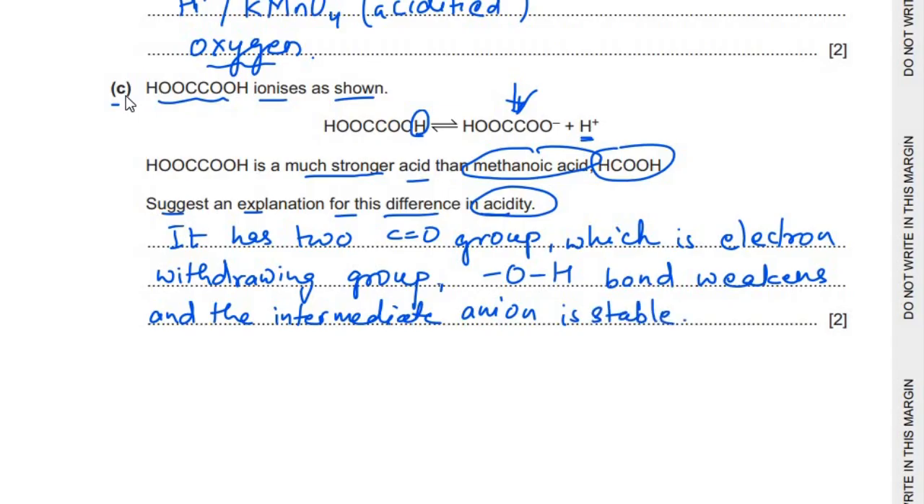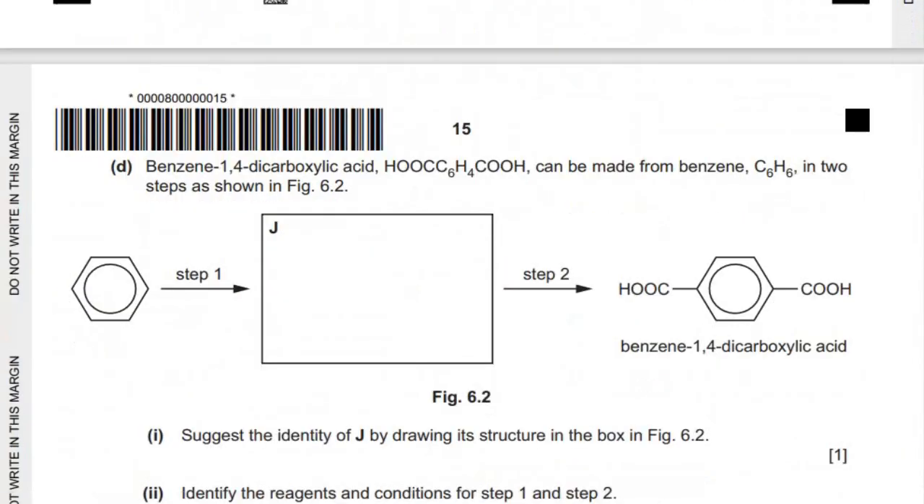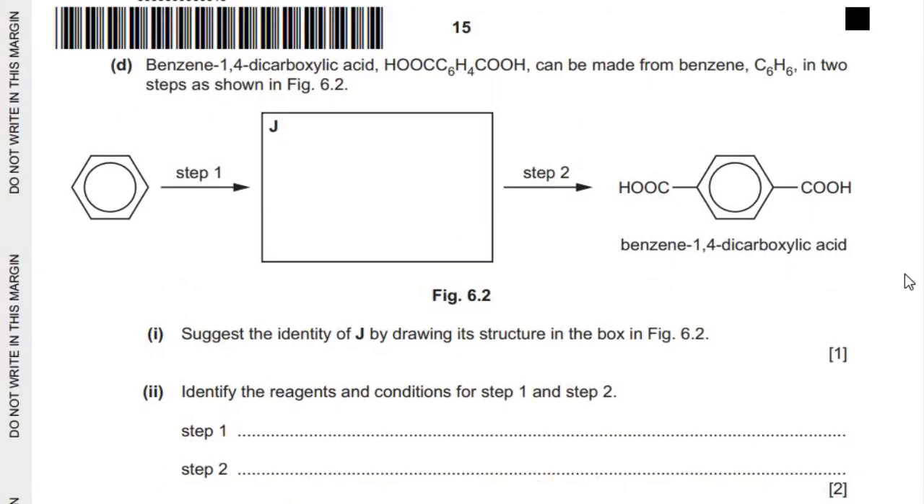So for any organic acid to be more acidic, the OH bond should be weakened and the intermediate anion should be stable. So these are the 2 points you should be explaining any carboxylic acid in these terms. So let's go ahead with the next part here. Okay, here we have D question, where benzene 1,4 dicarboxylic acid. So here we have benzene, and on the first and fourth carbon we have carboxylic groups that can be made from benzene in 2 steps.